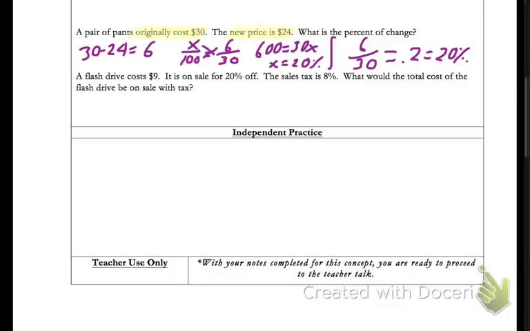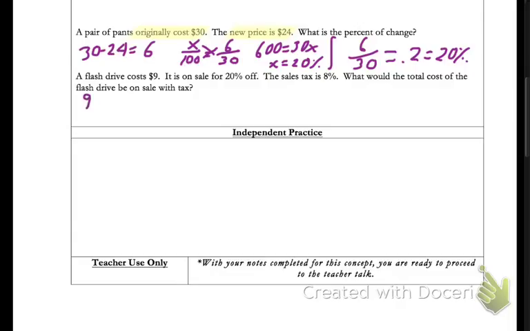So our last example is a flash drive. It costs $9 and it's on sale for 20% off. Gotta like that. And the sales tax is 8%. What would the total cost of the flash drive be on sale with the tax? So let's do this maybe the little bit longer way.